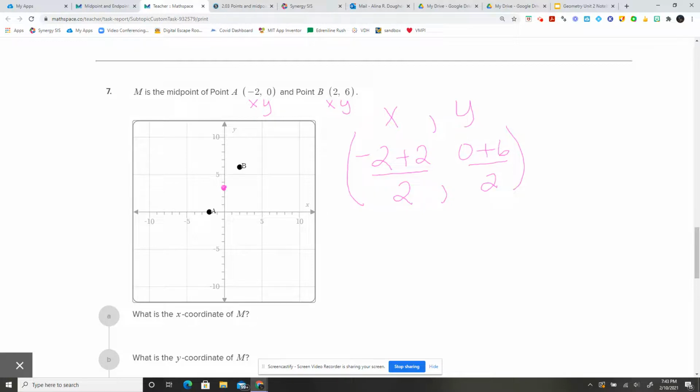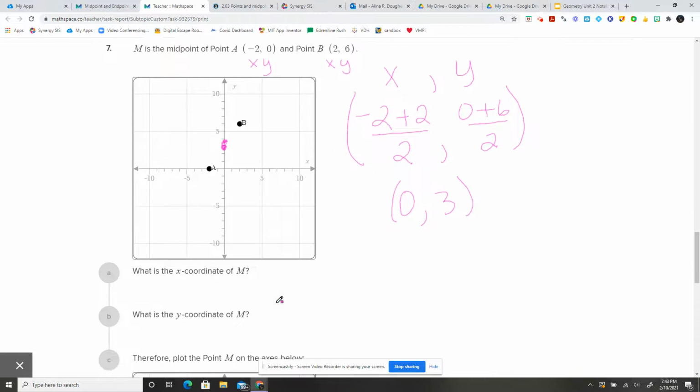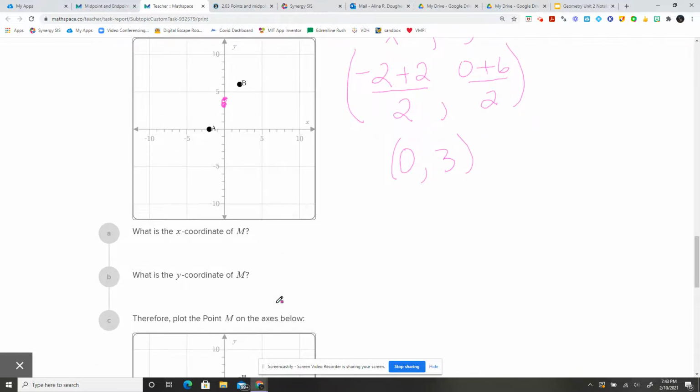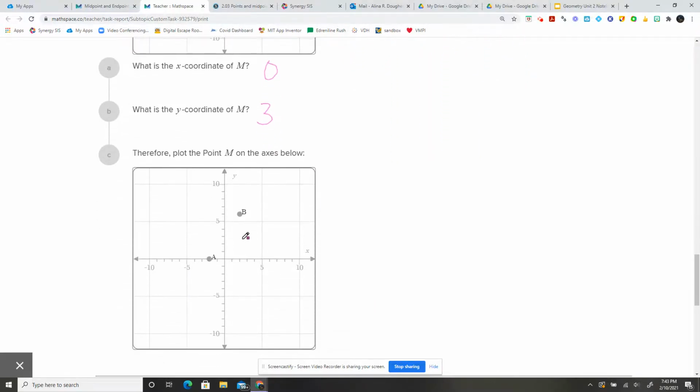So -2 plus 2 is 0. I'm going to get a 0. And then 0 plus 6 is 6, divided by 2 is 3. If I go back to my prediction, that 0 and 1, 2, 3, I was almost spot on. My actual point is just a little bit higher. The question, however, is what is the x coordinate? So the x coordinate is 0, and the y coordinate is going to be 3. And then you're going to plot your point. If I was going to plot my point, it would be somewhere kind of right in there.